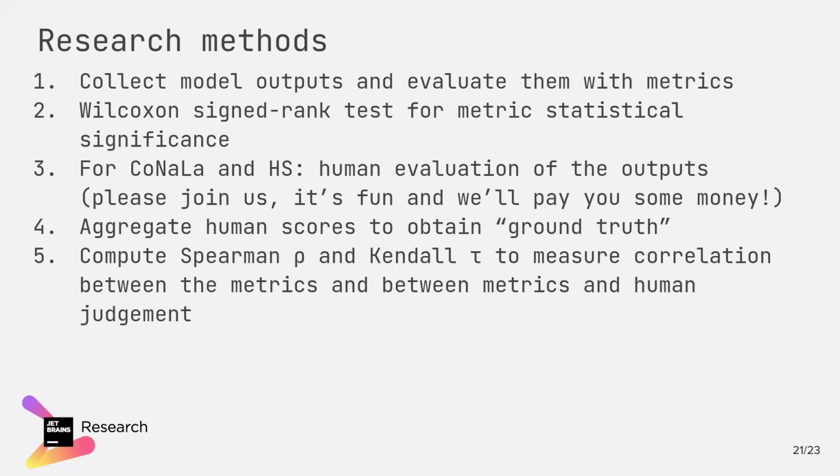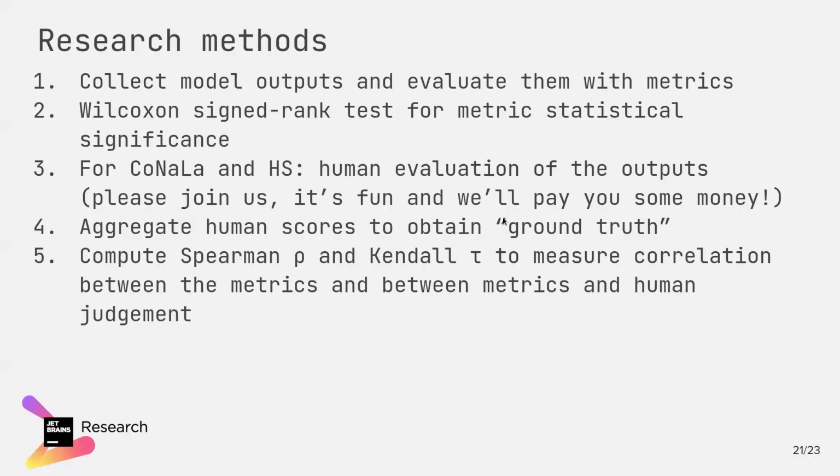Afterwards, we aggregate the human scores to obtain the ground truth, and the aggregation was carried out according to the common method of aggregating by Riker et al. And finally, we computed the correlation coefficients. We computed Spearman Rho and Kendall tau to measure correlation between the metrics and between the metrics and the human judgment.